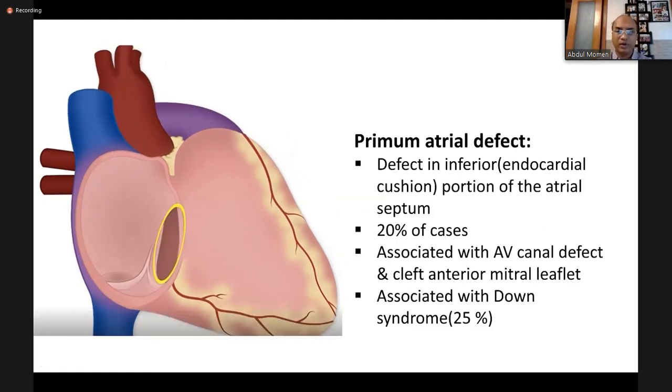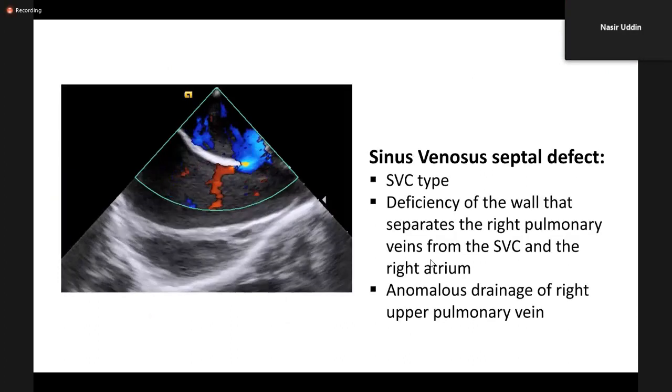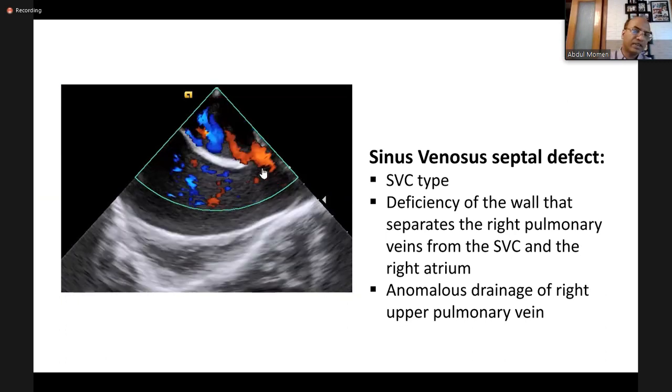So this is very common. And associated with endocardial cushion defect and cleft mitral leaflet. Associated with Down syndrome, 25% cases of ASD primum. Sinus venosus type ASD, only 5% of ASD, IVC type, and what we see here is the sinus venosus type of ASD. Here is the ASD, here is the SVC, there is no IVC, so sinus venosus SVC type.